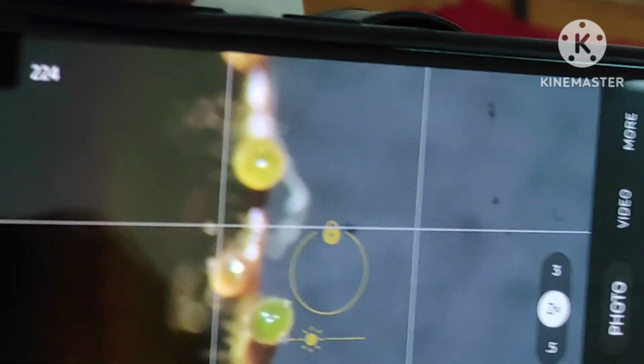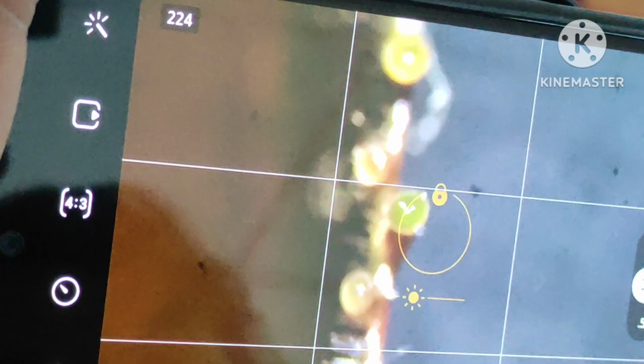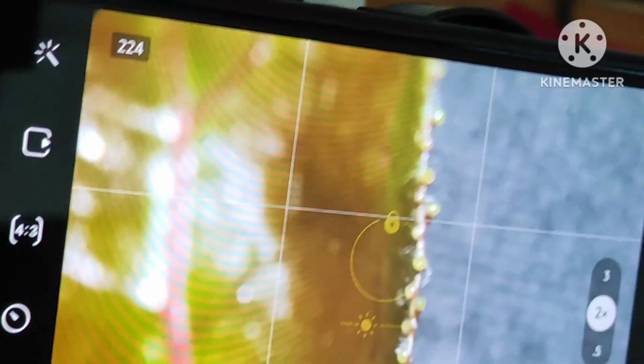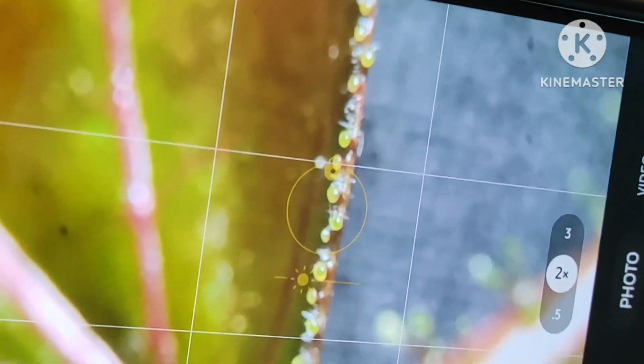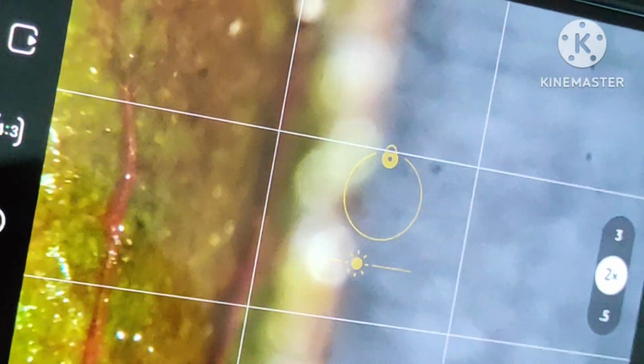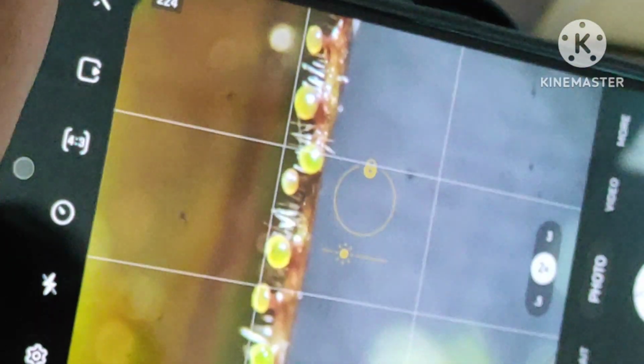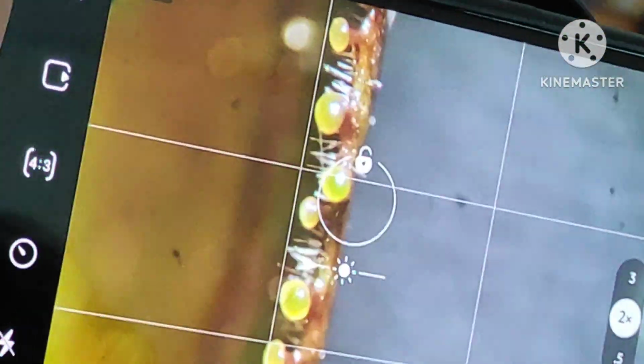If we focus on these, these are the glands which are basically trichomes here. These are present on the leaf margin. These are part of trichomes, not stipitate. Stipitate glands are present on the petiole only, because stipules are present around the petiole only.